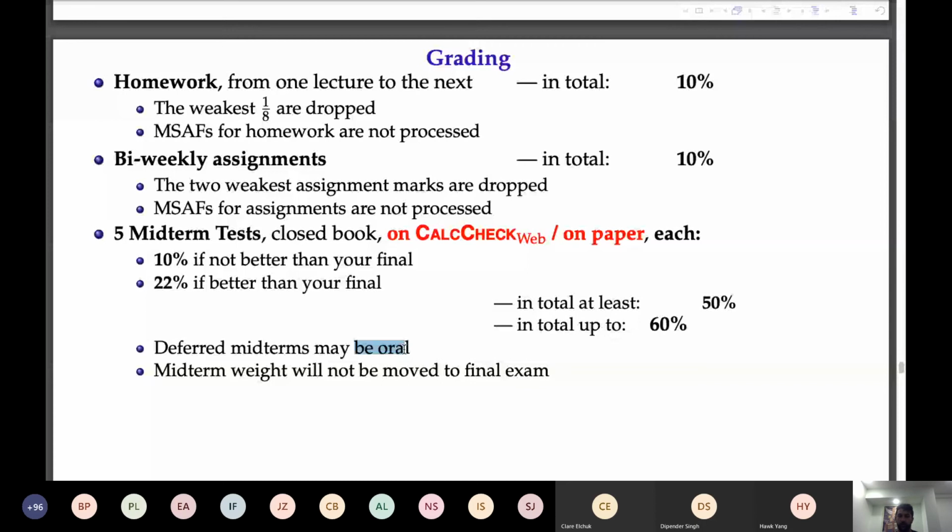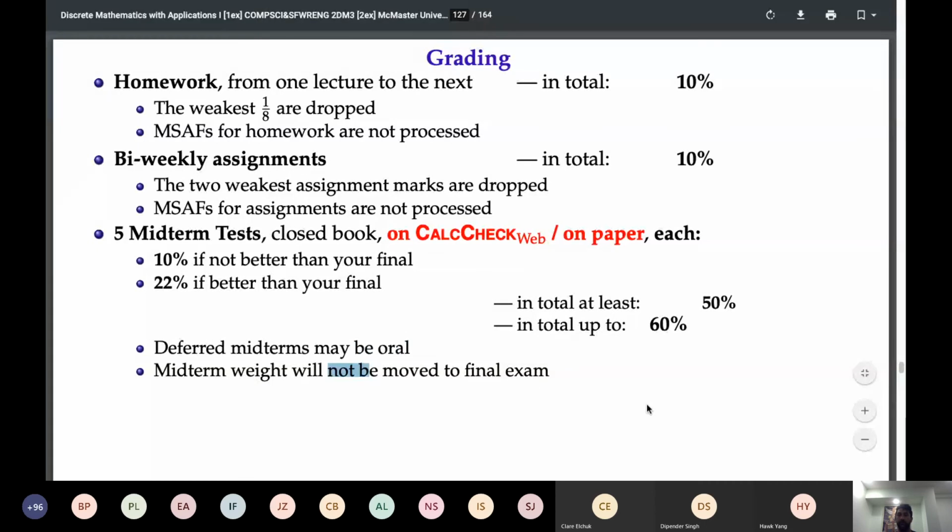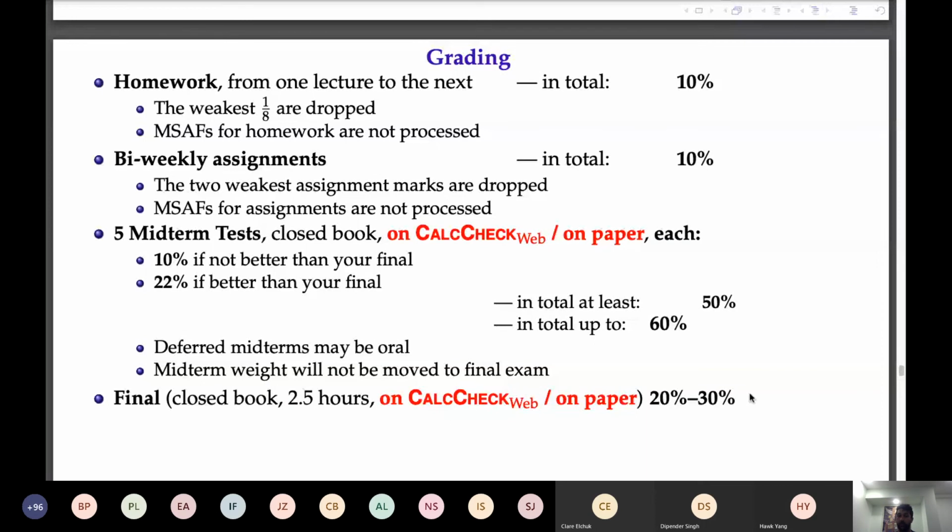So you will need to communicate sufficient understanding. So just some things to be aware of. We will not move weight from midterms to the exams. That is not going to happen. Just so you are aware. Okay. And again, the final will be closed book as well, also on CalcCheck, and it will be 2.5 hours. So the final is going to be 3 times the amount of time as a single midterm.